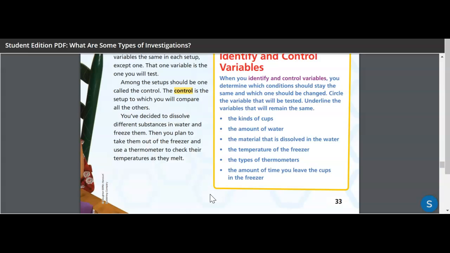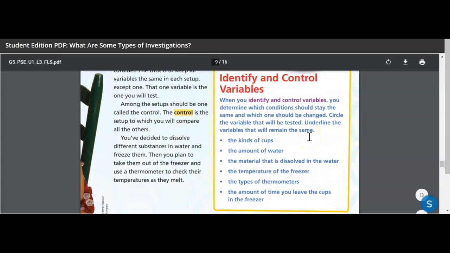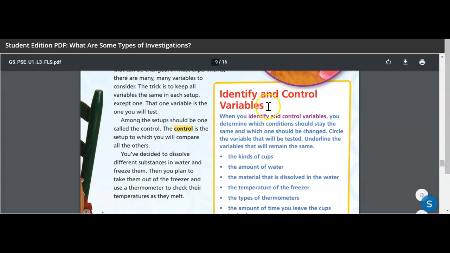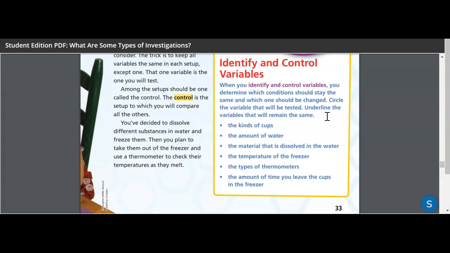So in this part right here, it's a very important part. It's one of the activities you do for your read along or follow along. It's identifying the control variable, identifying control variables. So when you identify and control variables, you determine which conditions should stay the same and which one should be changed. Circle the variable that will be tested. Underline based on what her original question was.